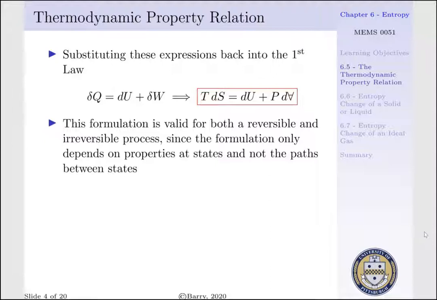Now this formulation is valid for both reversible and irreversible processes, because we note that we have dS, dU, and dV, which are state variables. That is, it does not depend upon the path of how we go from our initial to our final state.